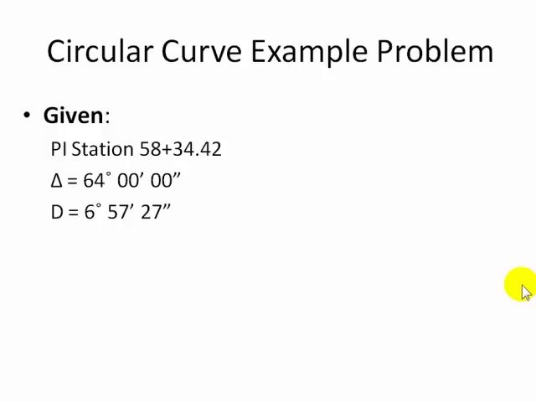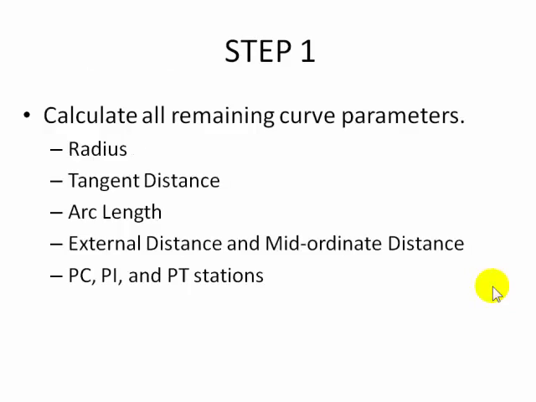Nonetheless, we know that when we have any two of the primary curve parameters, then we can calculate the remaining parameters. In our case, delta and D are the two curve parameters we need. The PI station is not a curve parameter; it locates the curve. So it doesn't define the shape of the curve, it only defines the position. Therefore, delta and D are our curve parameters.